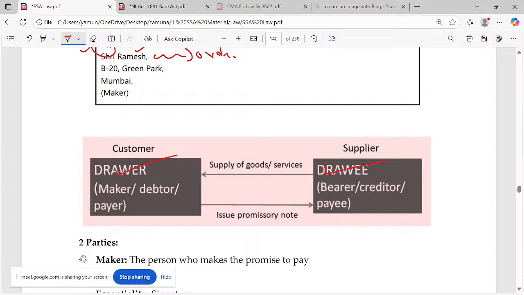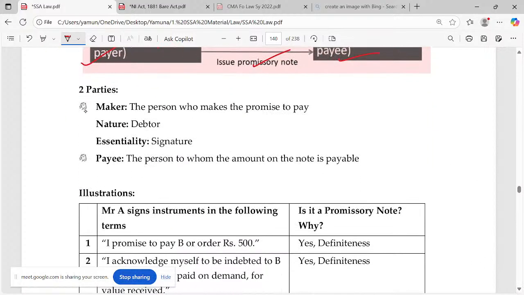Drawer, drawee. So drawer is a customer. See, we are discussing it from the promissory note point of view. So he is a drawer, or you can call him maker, debtor, or payer. To whom he is drawing, he will be called drawee, the supplier, bearer, creditor, payee. So he'll be supplying the goods and services. He'll be issuing the promissory note.